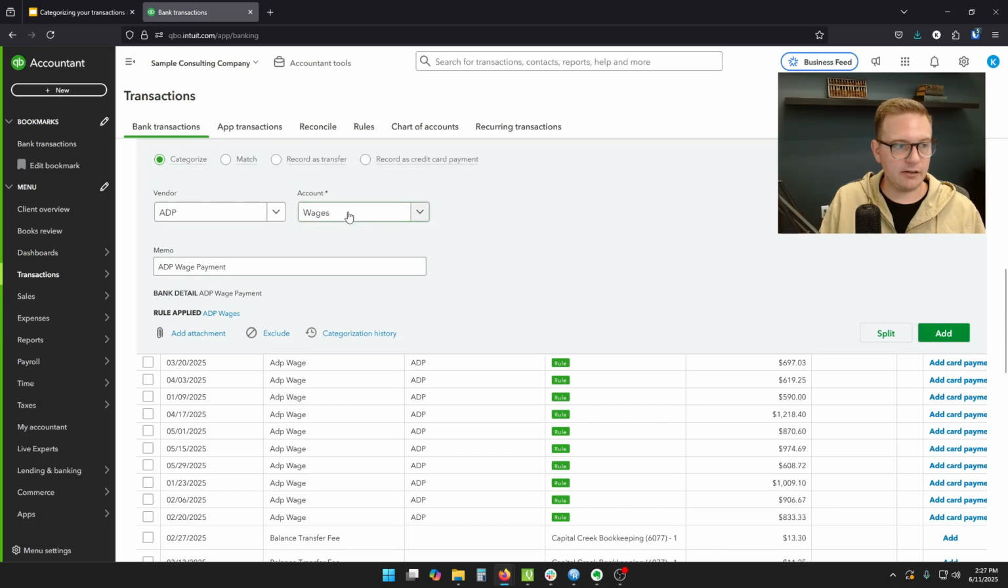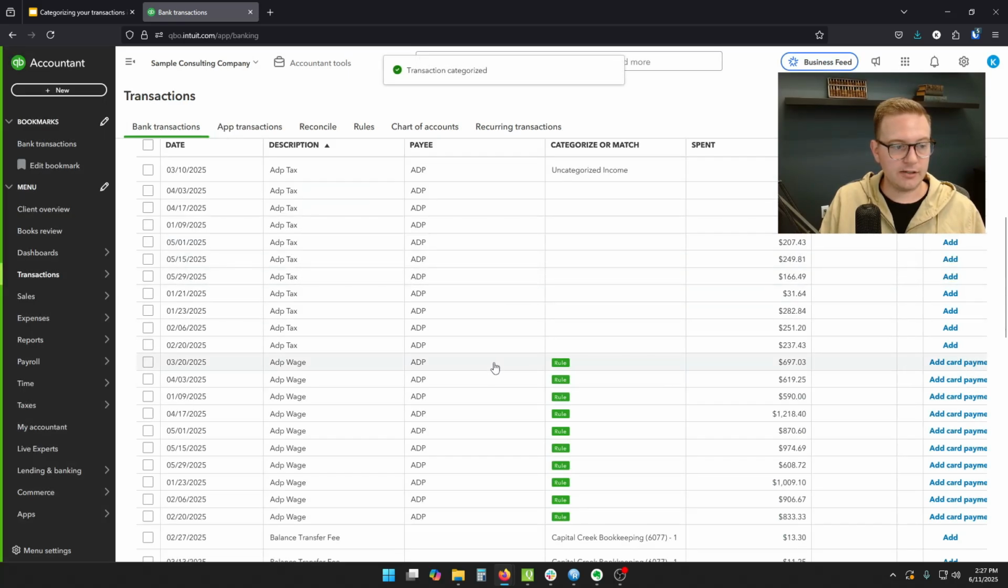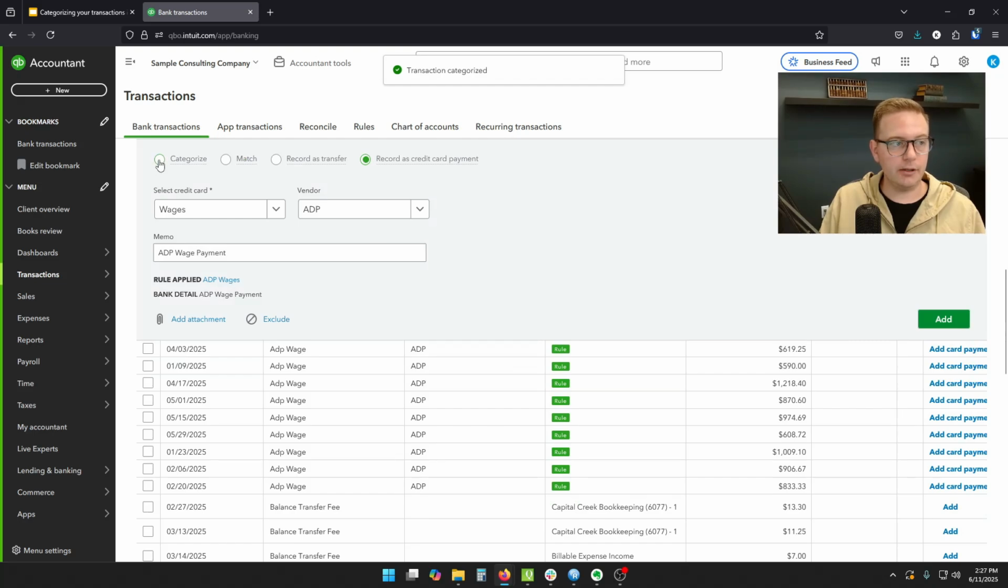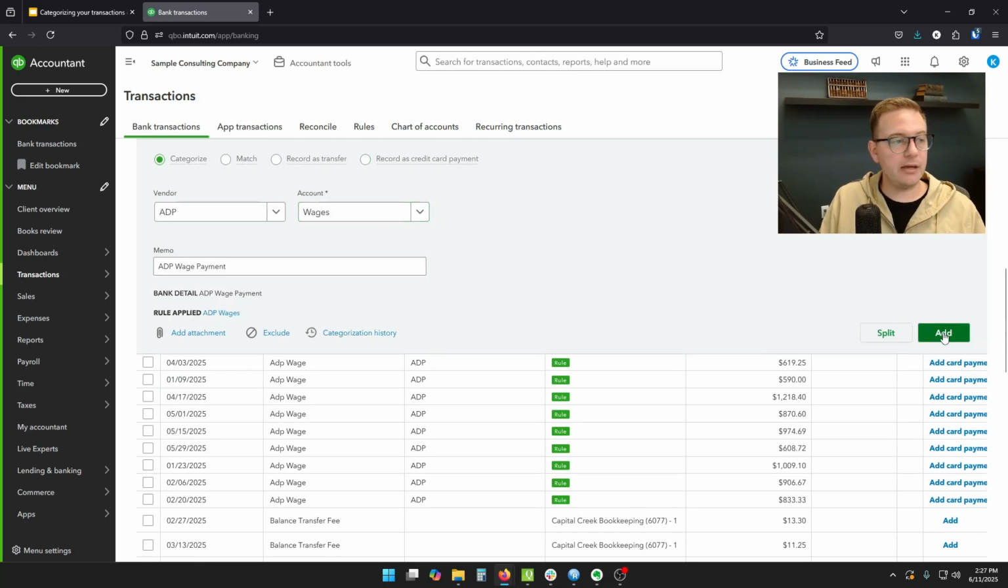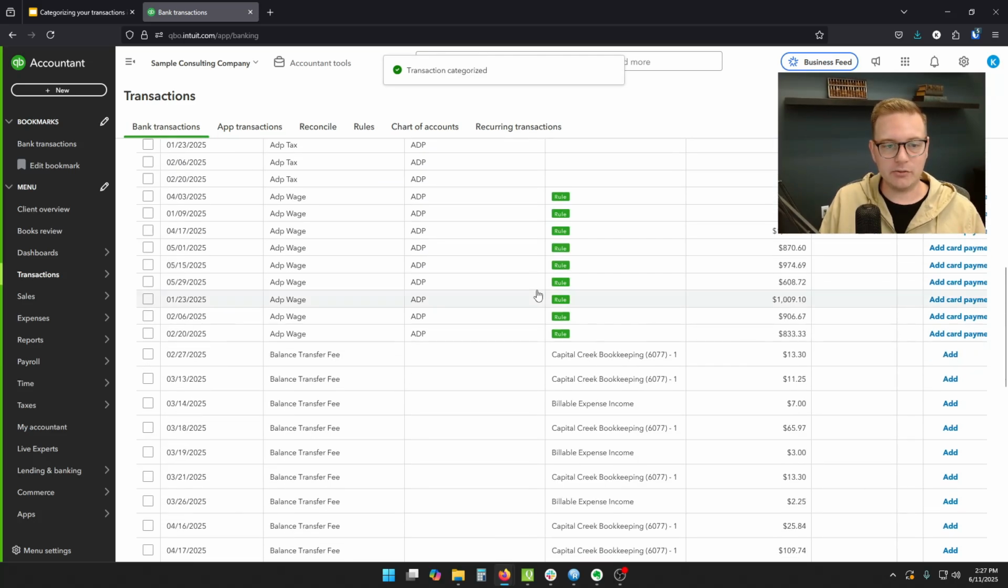So I'm now going to go to Categorize, Wages, Add. I'm not exactly sure why it's doing that. It's super weird. Very annoying, but make sure you do that. What a weird glitch. Maybe if I refresh it and get back to it. Anyway, I'm not going to bother with all that right now.